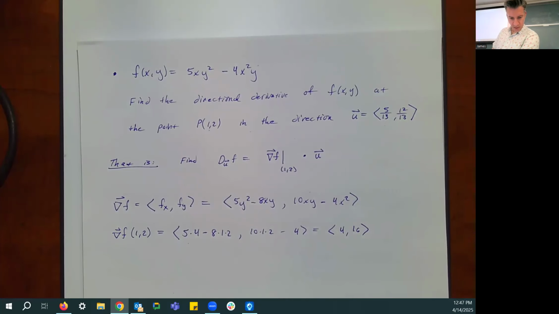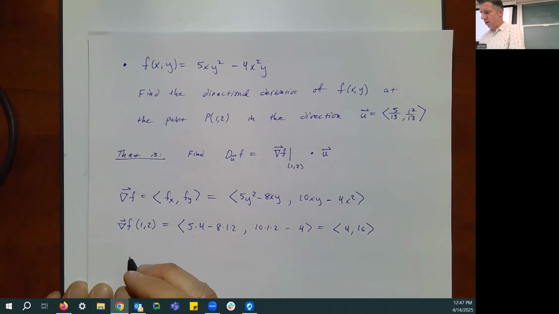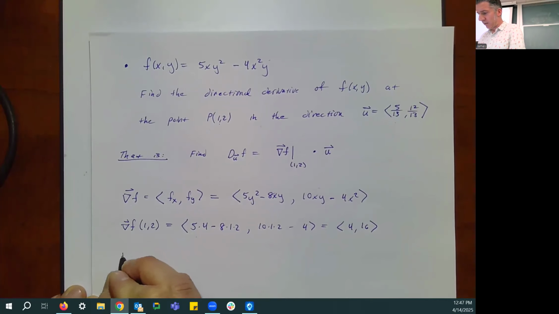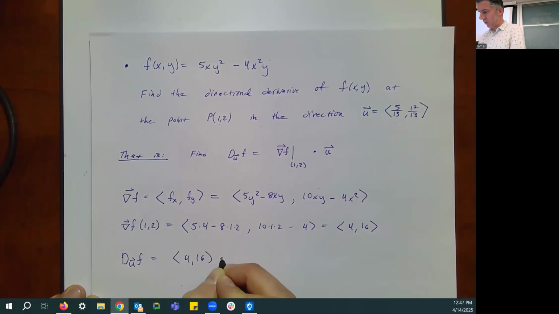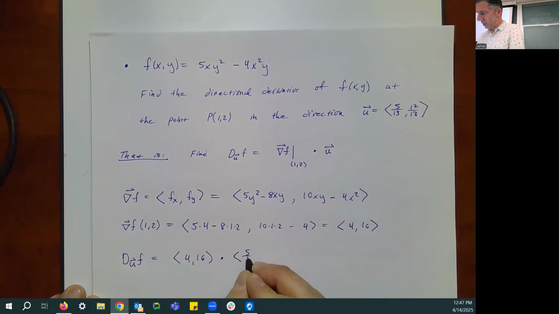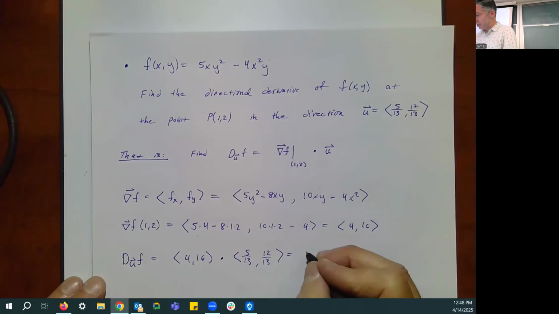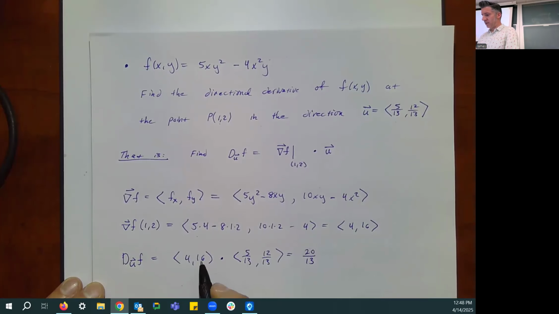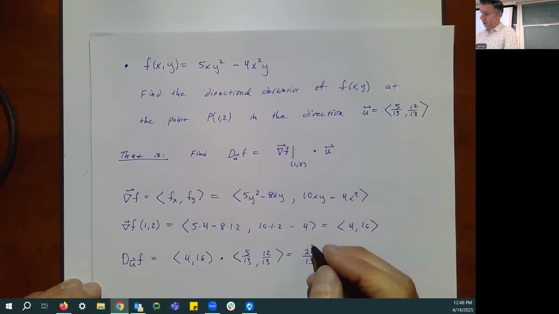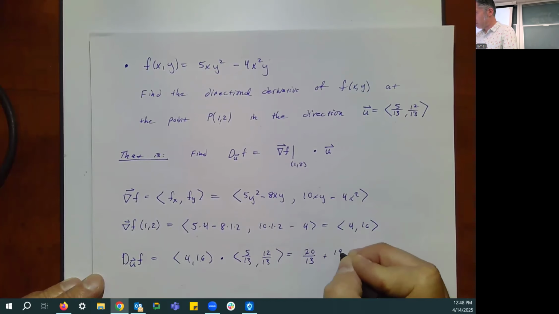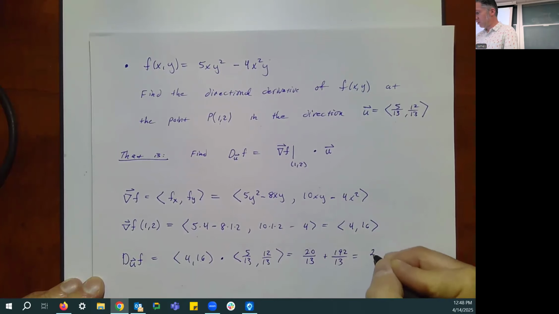Someone writing these notes before clearly made a mistake. Well, that looks right, right? Good, okay. So then our directional derivative is just going to equal <4, 16> dotted with my <5/13, 12/13> direction vector. I'm going to ignore the 13 for now. 4 times 5 is 20 over 13, and 16 times 12 is 160 plus 32, 192. So we end up getting 212 divided by 13.